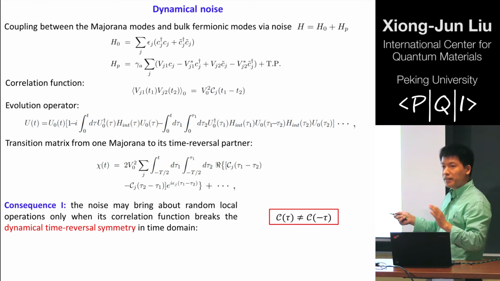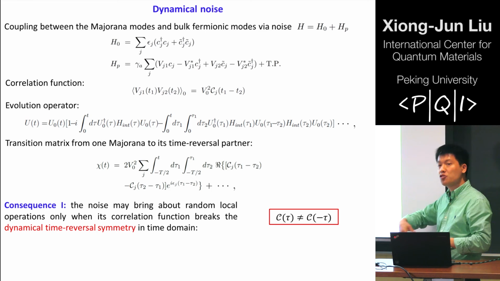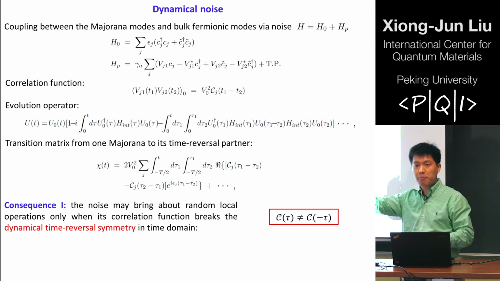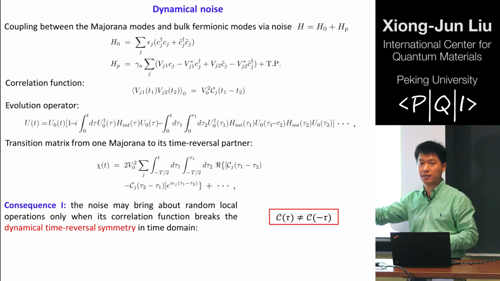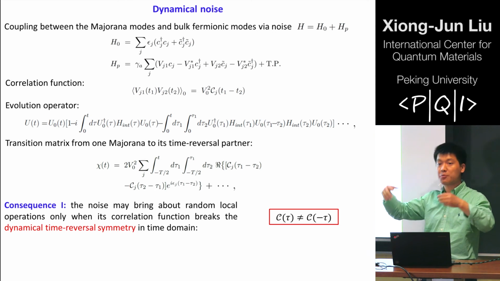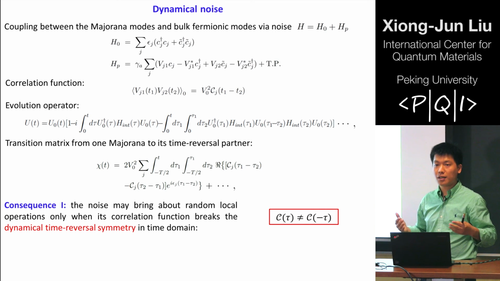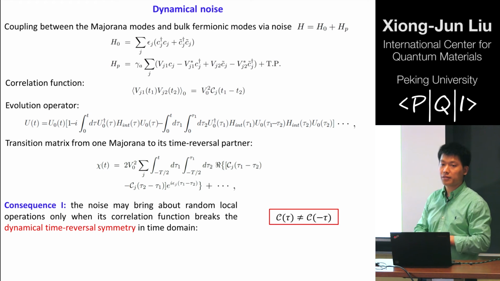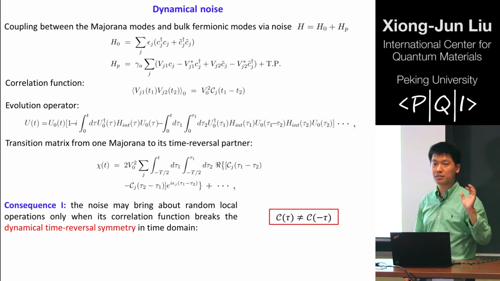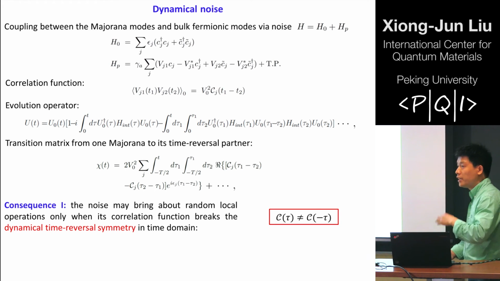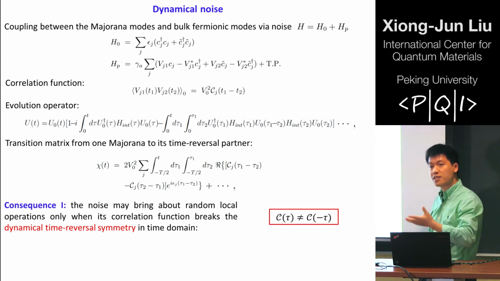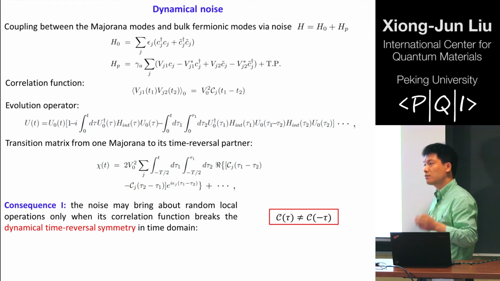This means, yes, if you have dynamical noise, you may induce the local coupling within a single Kramers pair. But to induce this coupling, you require the correlation function of the dynamical noise to break some symmetry, this kind of dynamical time-reversal symmetry. Otherwise, all the local couplings still vanish. So it is interesting that if you want to have the local coupling, you do need to break some symmetry.